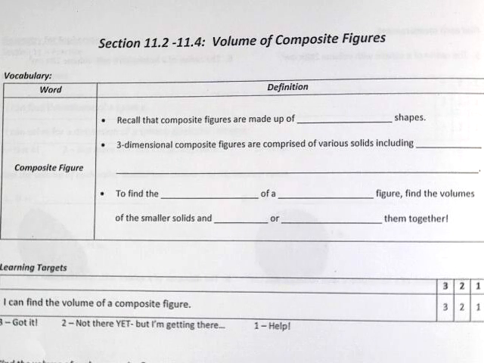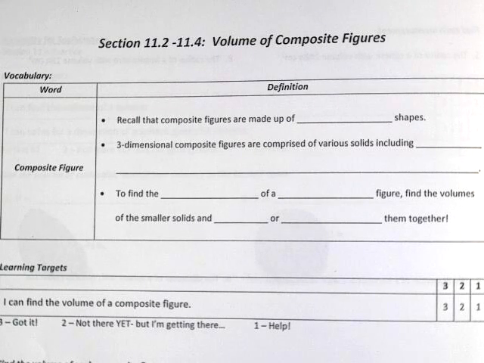This is our last video, and it has everything to do with volume of composite figures. If we remember back to chapter 10, we knew that composite figures were just multiple shapes combined into one. Same thing happens with volume of composite figures. The only difference is we're in 3 dimensions, not 2.